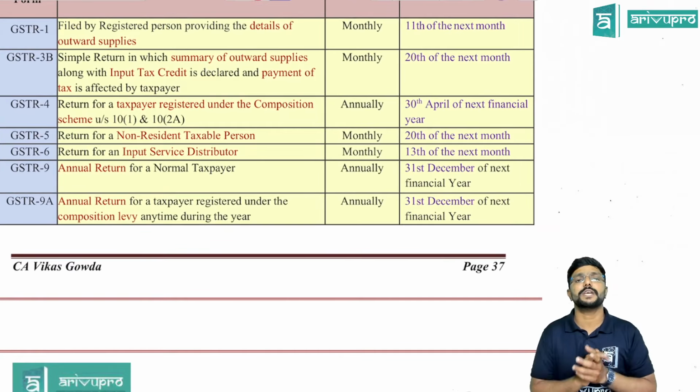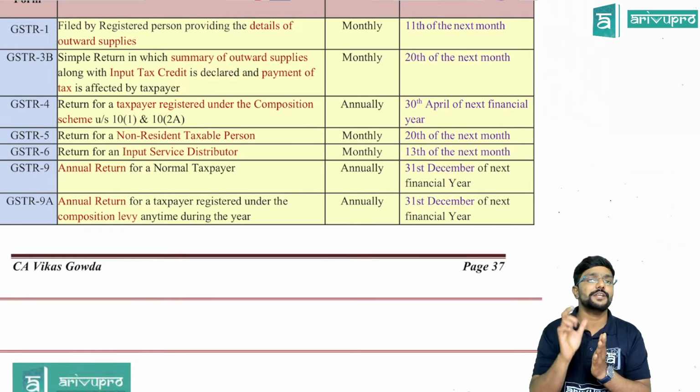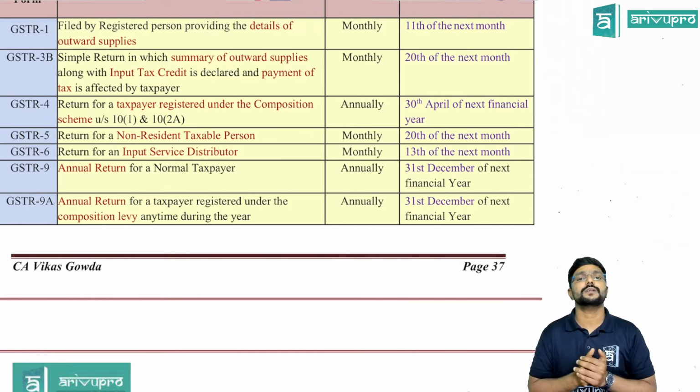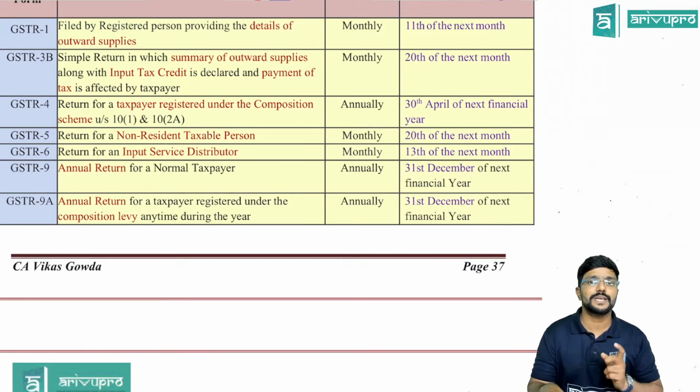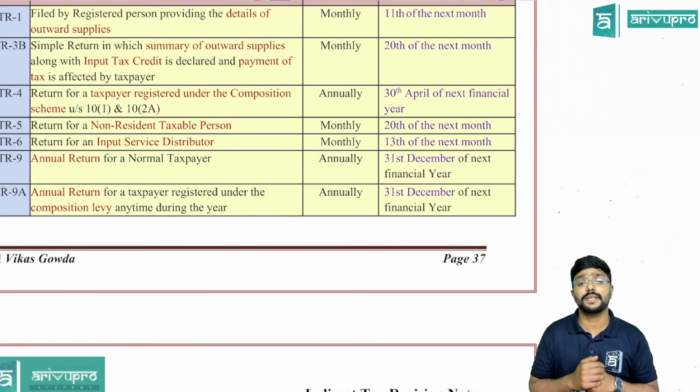Then coming to GSTR 4, which has to be filed by the person who has opted for composition scheme, and it is an annual return which has to be filed on or before 30th April.